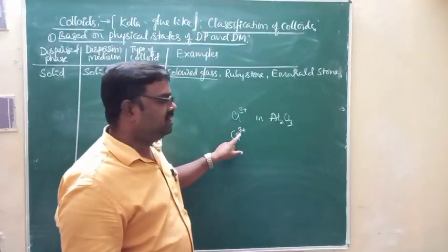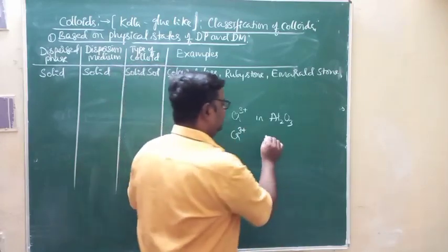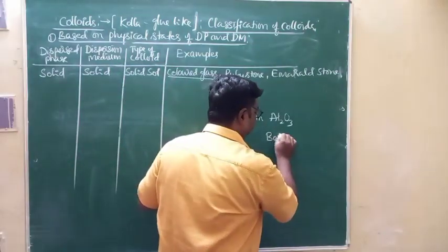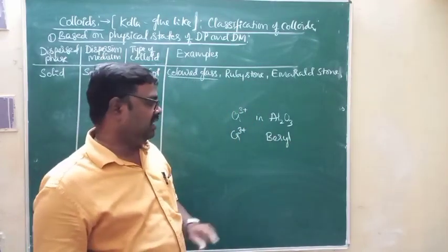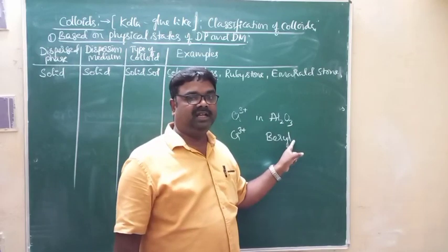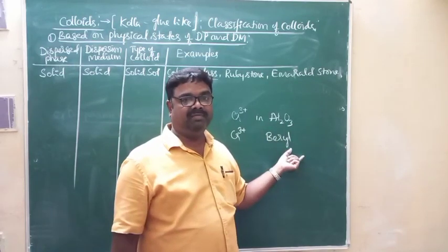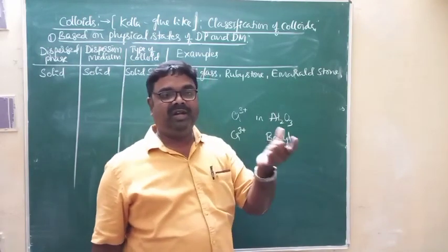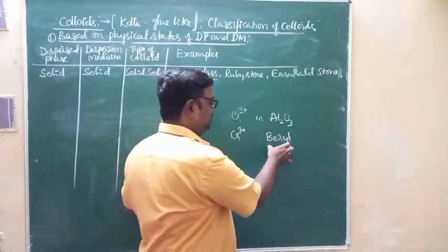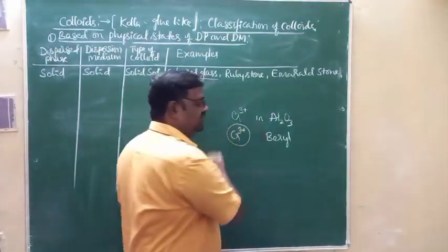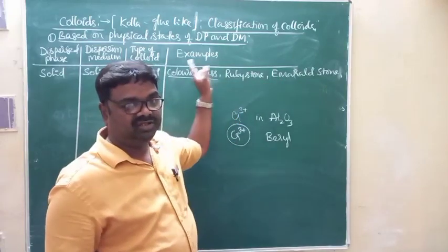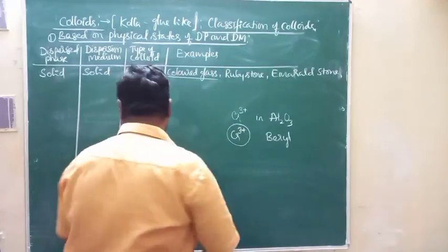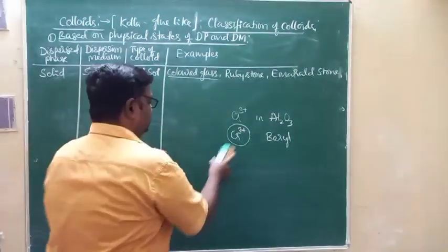The colored Cr3+ ions are dispersed in beryl. Beryl is a silicate of aluminium and beryllium, in which colored Cr3+ ions are dispersed. Because of that, it's an example of a solid sol. So this is what we call an example of solid sols.